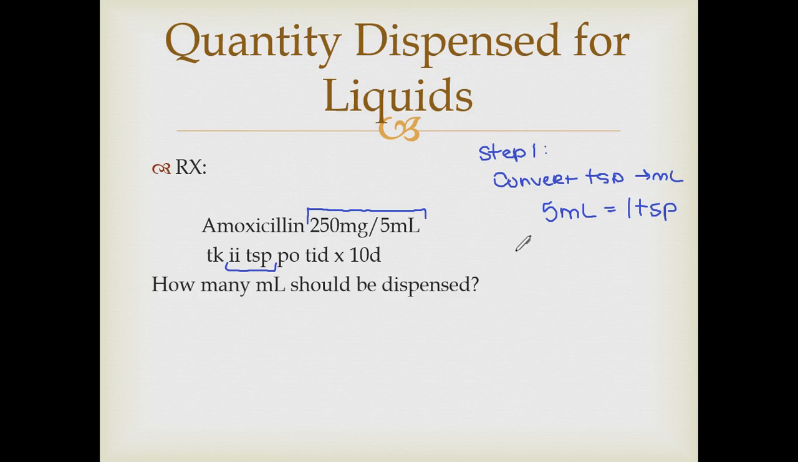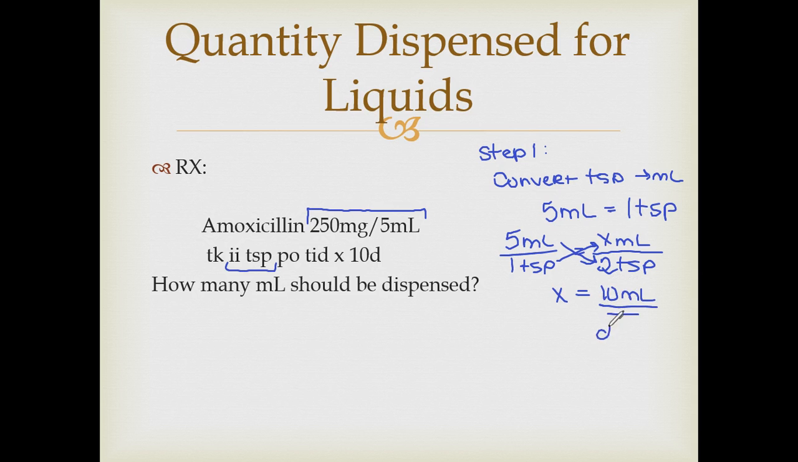So let's go ahead and set up this conversion. We're going to go ahead and do a proportion. So I know that there's 5 mLs to 1 teaspoon, which means that X mL is to 2 teaspoons. I'm going to go ahead and cross multiply. I get 1 times X is X, 2 times 5 is 10 mLs. So 10 mLs is now my dose.